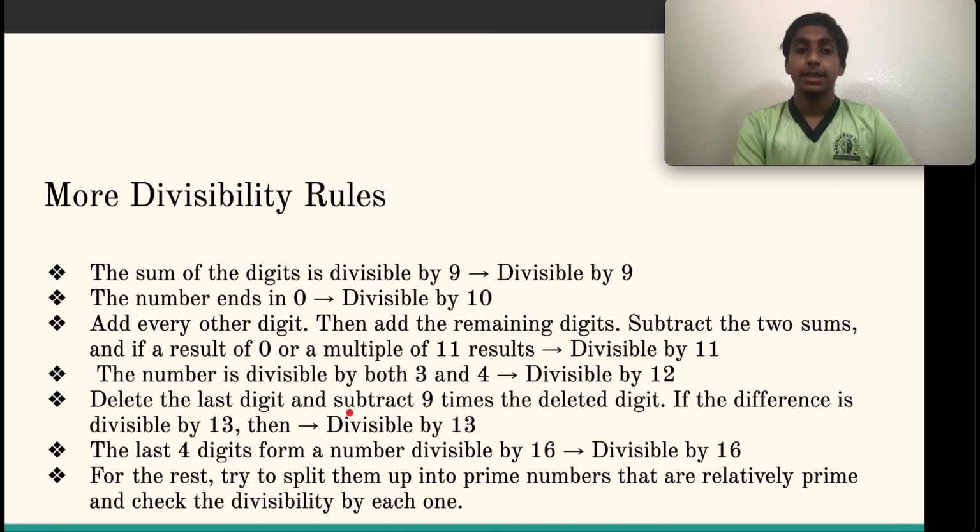If you delete the last digit, so if I take out the last digit, and I subtract 9 times that digit, and the difference is divisible by 13, then the whole number is divisible by 13. If the last 4 digits form a number divisible by 16, then it's divisible by 16.